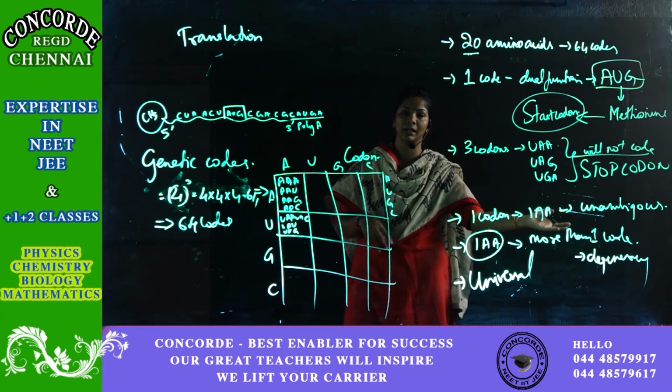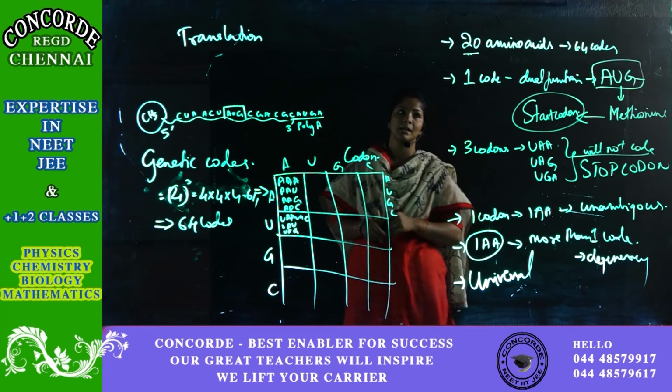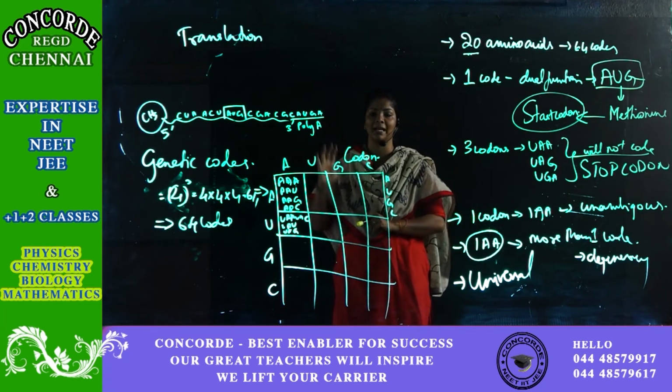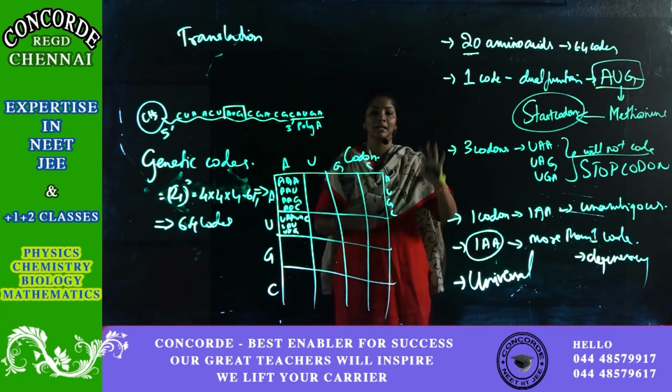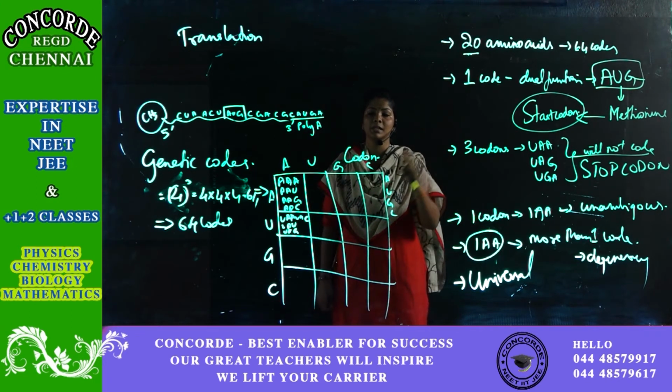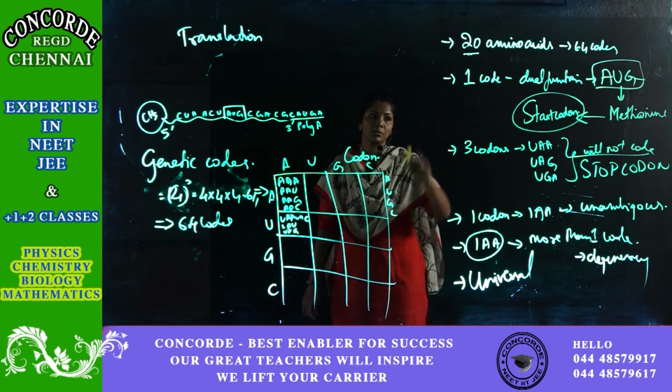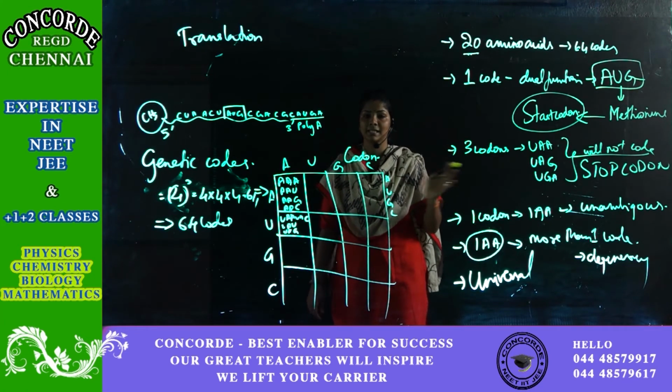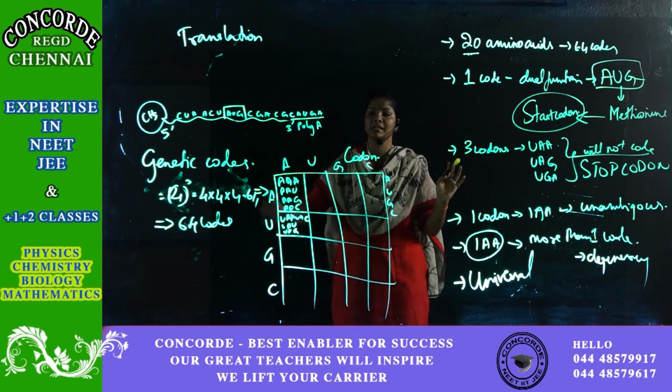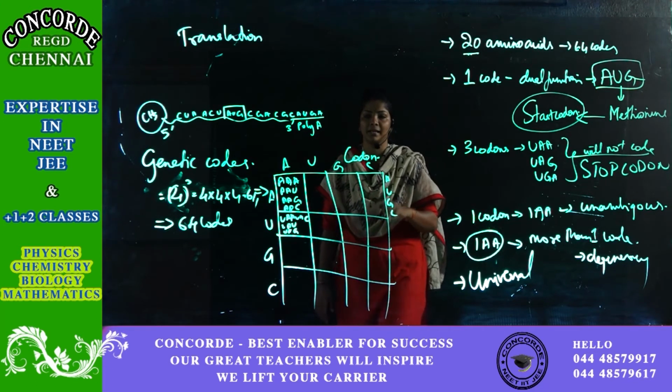So that is what is called degeneracy. The last one is that my genetic code is universal. So right from bacteria to mammals, whatever code I have is the same. The codes will not vary from species to species. So with this idea, we are going to see the process of translation.